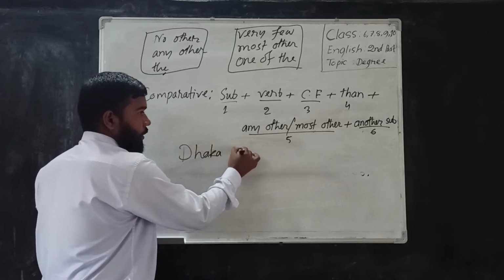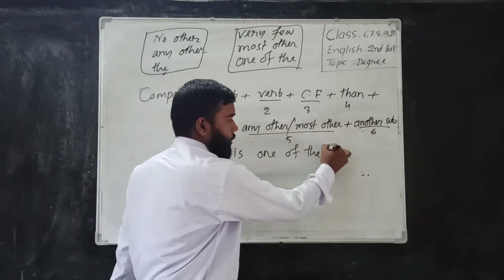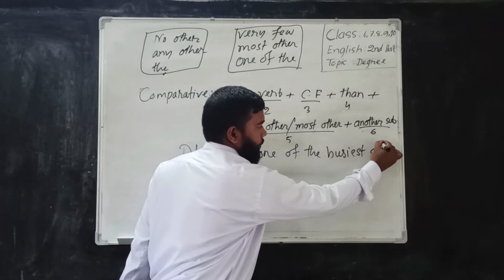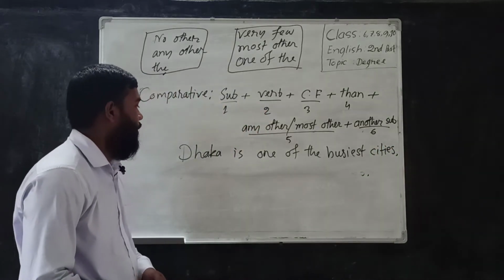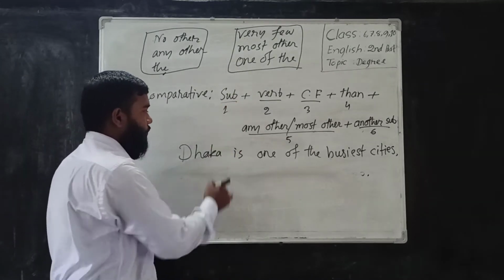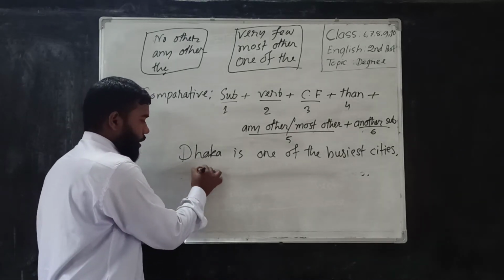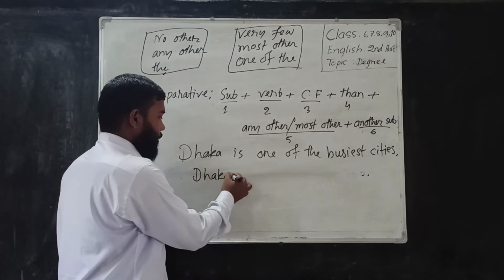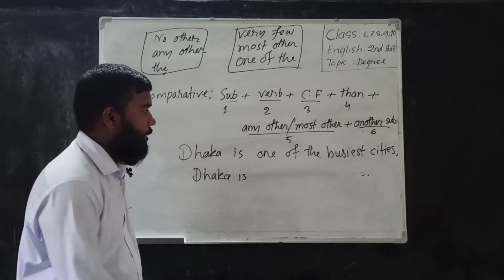Dhaka is one of the busiest cities. Okay, let's change the sentence into comparative following this structure. First step, subject. We see the subject, so let's take it. Dhaka. First step done, second step, verb. According to Dhaka, we have to take is. Okay, third step, comparative form of the adjective.